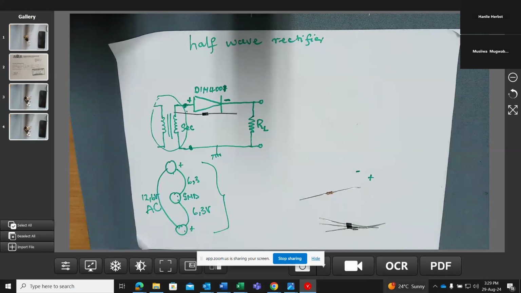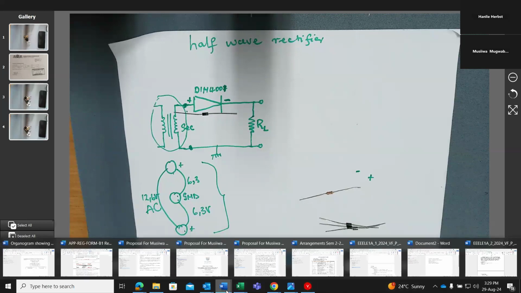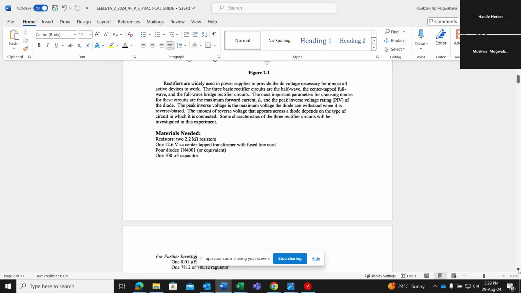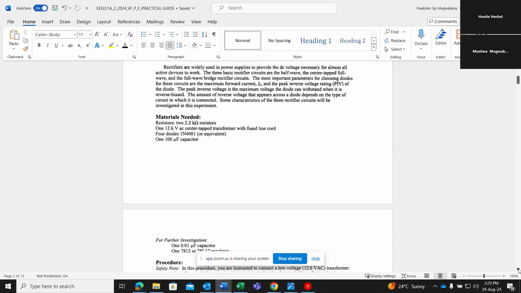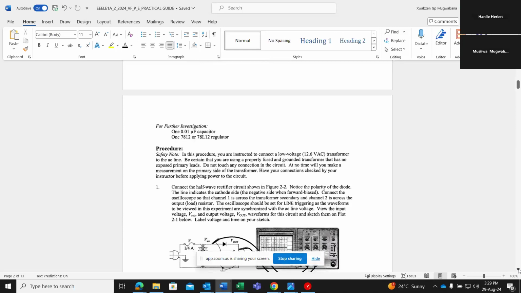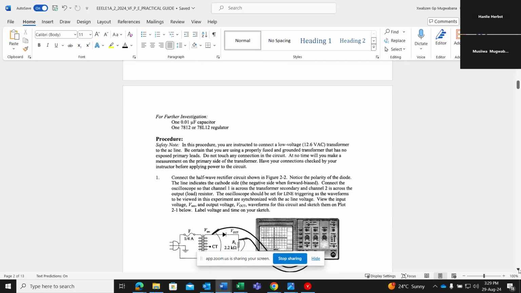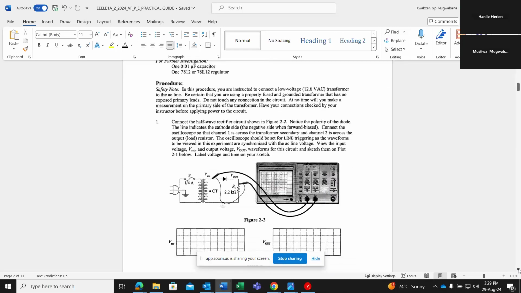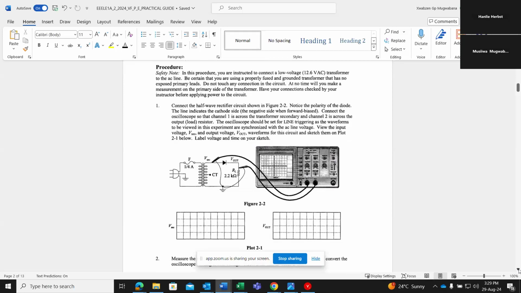I will have to go back to my description of the circuit. If I scroll down, that is the procedure, and this is the circuit that I'm looking at in terms of determining what your output will be.